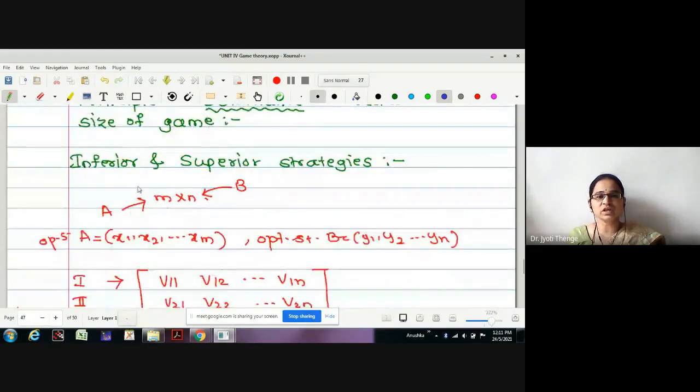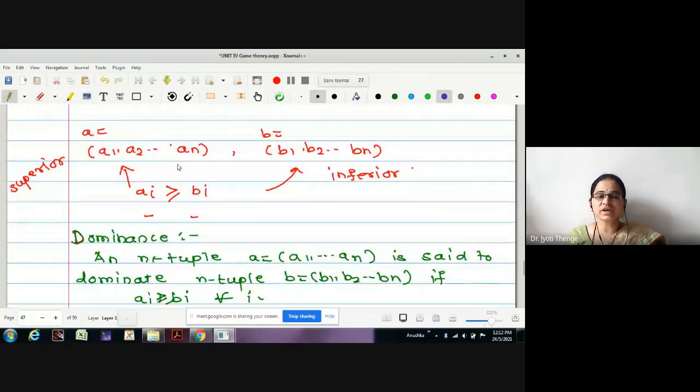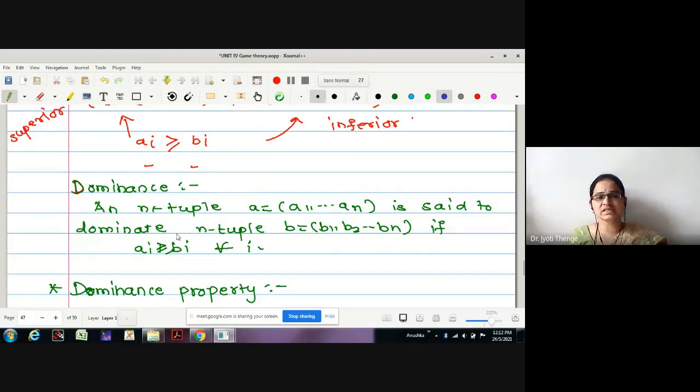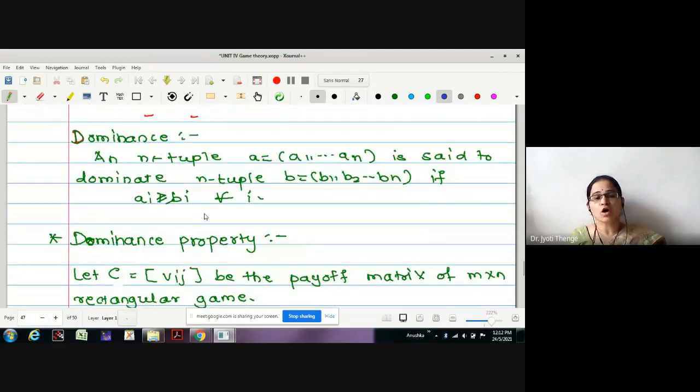Then we saw what inferior and superior strategies are. Whenever we have two strategies A and B, with values A1 to An and values B1 to Bn, whenever Ai is greater than or equal to Bi, then A is a superior strategy to B, or B is an inferior strategy to A. And dominance says that whenever A is superior to B, then A dominates B, or B is dominated by A. One can use either statement.